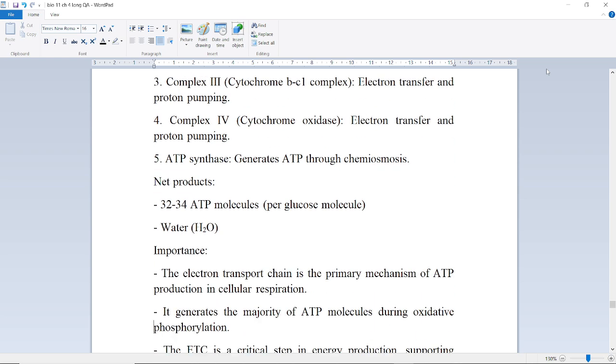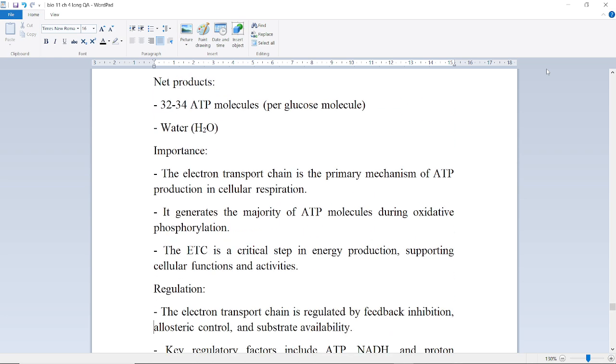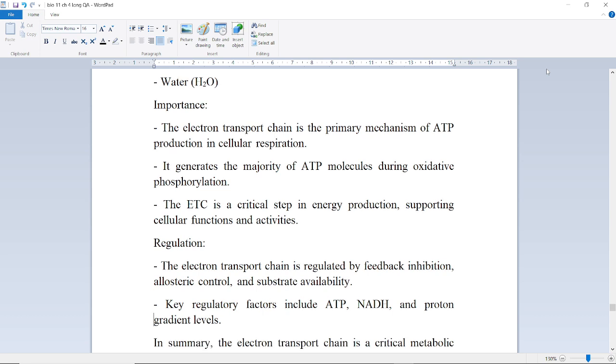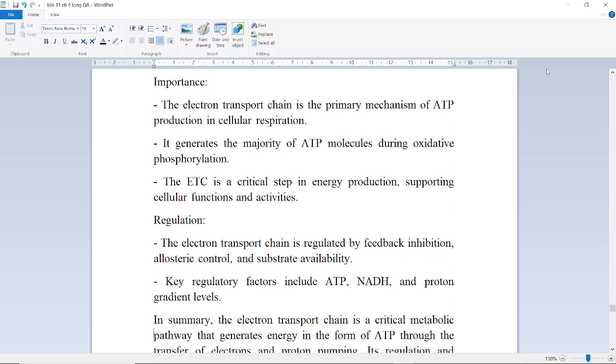Net products: 32 to 34 ATP molecules per glucose molecule. Water. Importance: the electron transport chain is the primary mechanism of ATP production in cellular respiration. It generates the majority of ATP molecules during oxidative phosphorylation. The electron transport chain is a critical step in energy production, supporting cellular functions and activities.